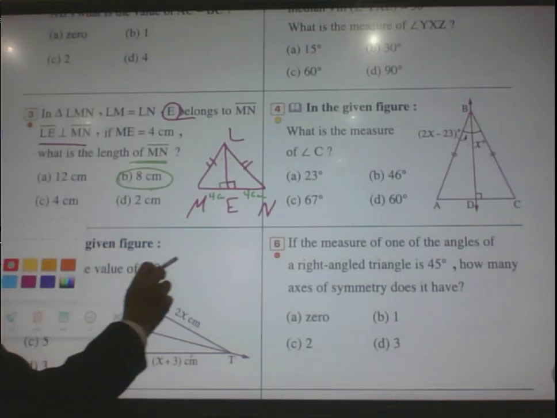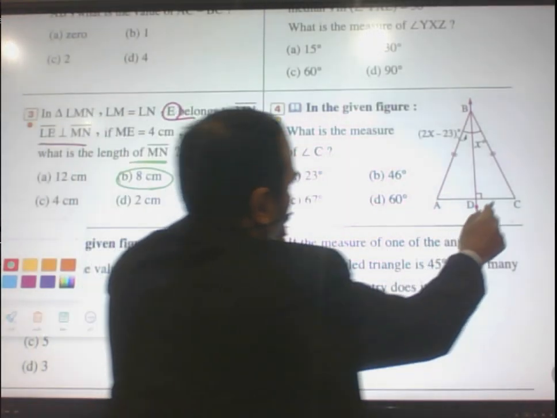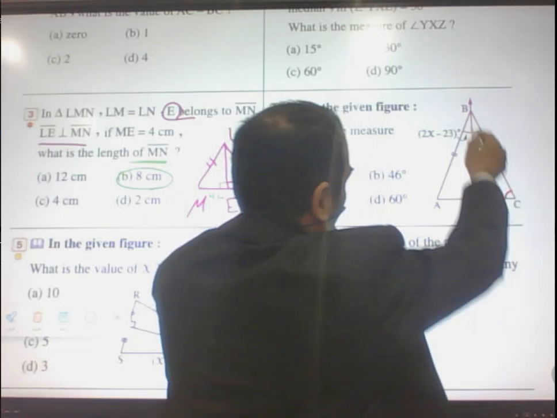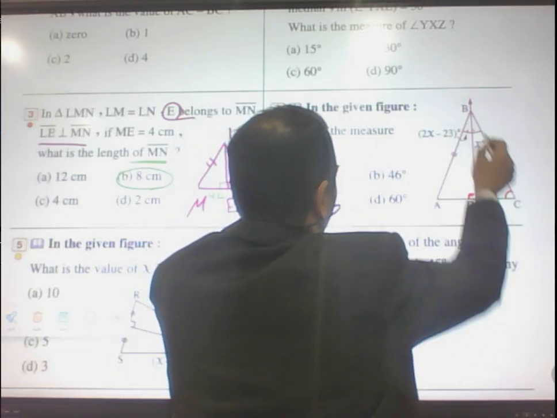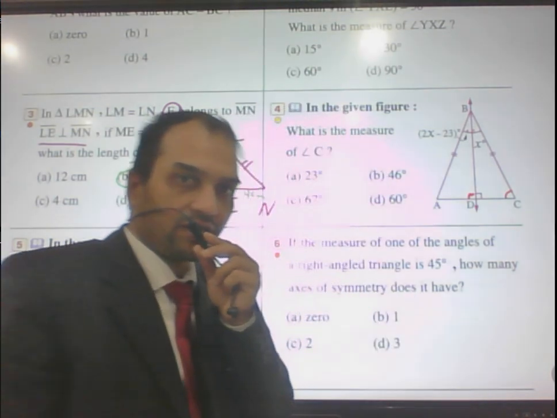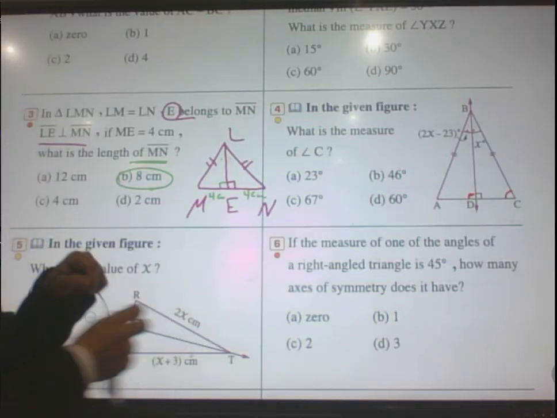Next question here. In the given figure, what is the measure of angle C? We can find the measure of angle C here. How? We have BD perpendicular to the base, and it also bisects the vertex because we have an isosceles triangle. It will bisect, okay? Understood? Next question here.